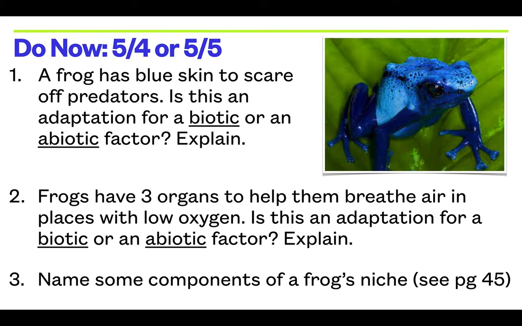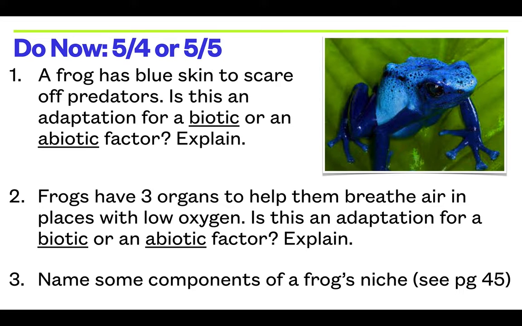So we've been learning about adaptations and how that relates to an organism's environment. Remember, in an ecosystem, you either have abiotic factors, those non-living things like temperature, sunlight, water, and then those living things like predator, prey, competition, mutualism. So in this case, a frog has blue skin to scare off predators. Is this an adaptation for a biotic or an abiotic factor?